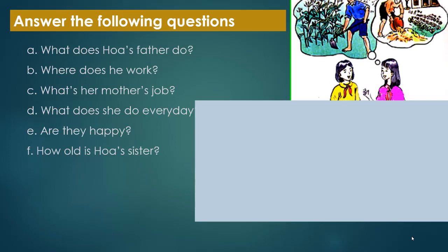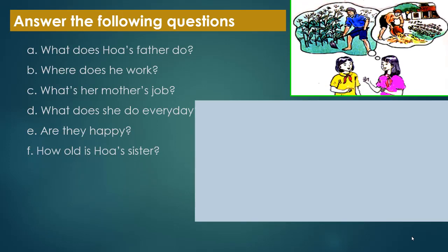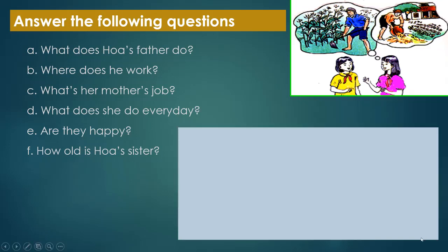Now, answer the following questions. A. What does Hoa's father do? B. Where does he work? C. What's her mother's job? D. What does she do every day? E. Are they happy? F. How old is Hoa's sister?